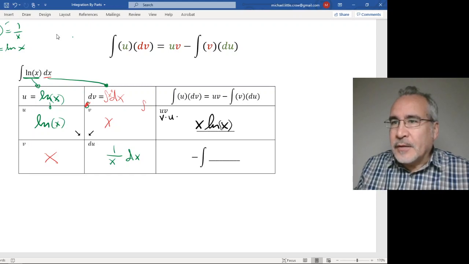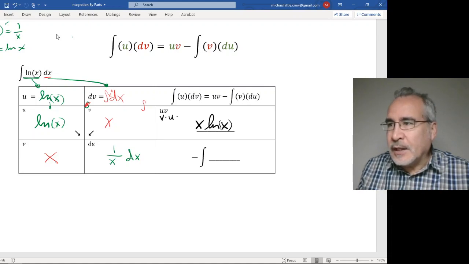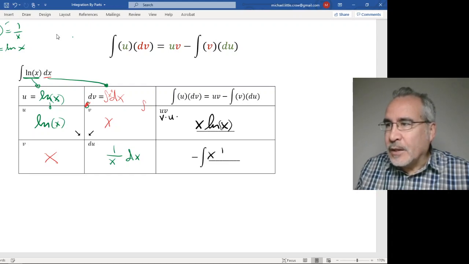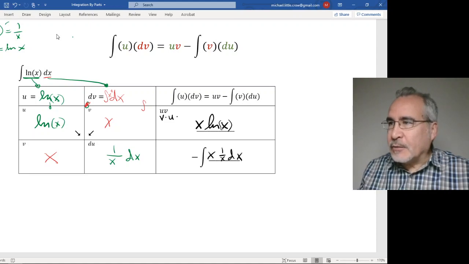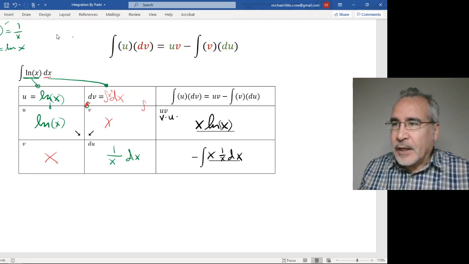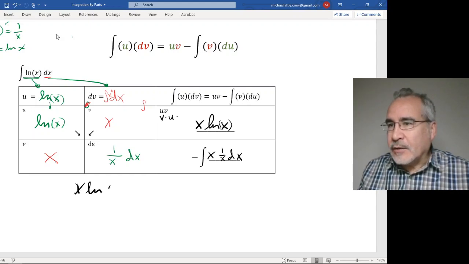Over here we're going to put the integral of v du. So v is x, du is 1 over x dx. Now notice x divided by x, that's 1. So this is just going to become the integral of dx. And then down here we basically just put these two parts together, right? This is the front, this is the back of the train. So our answer is going to be x natural log of x minus the integral of dx, because of that canceling.